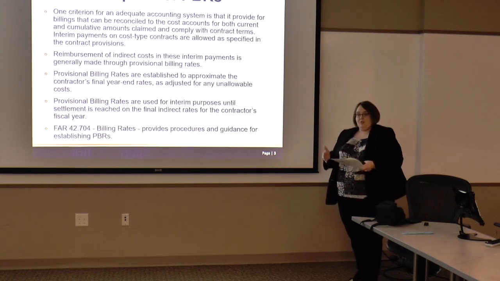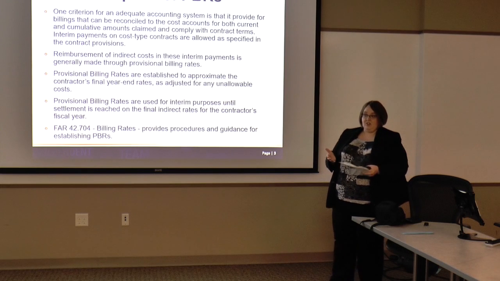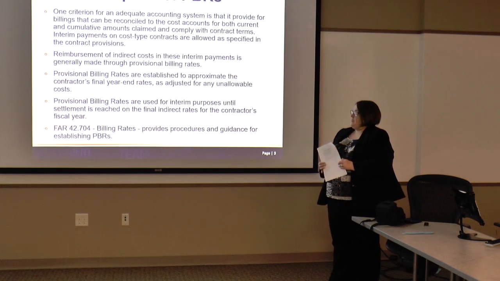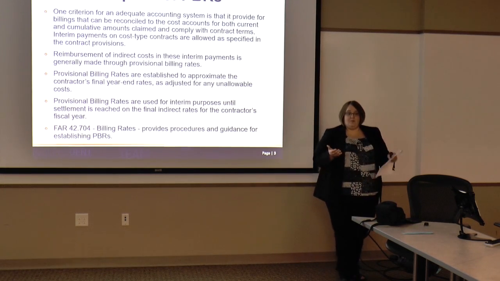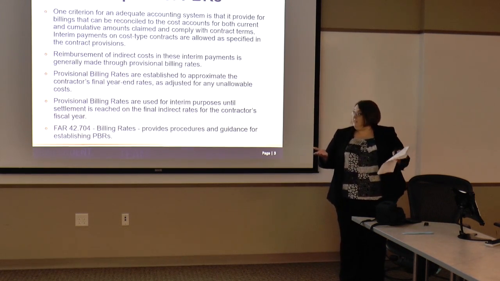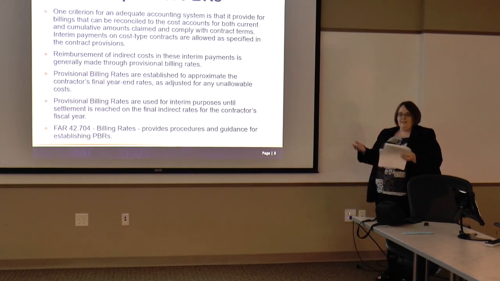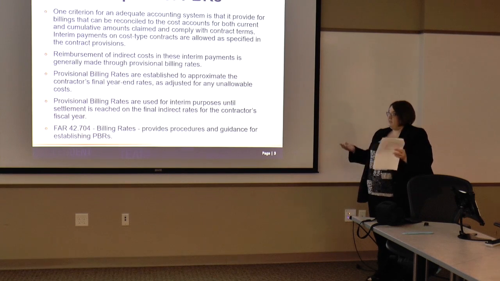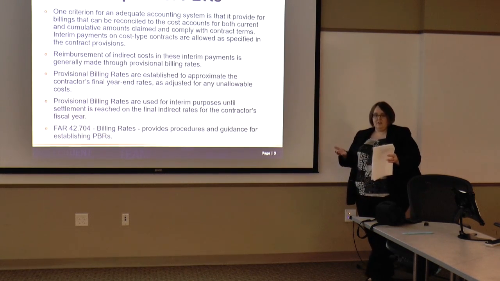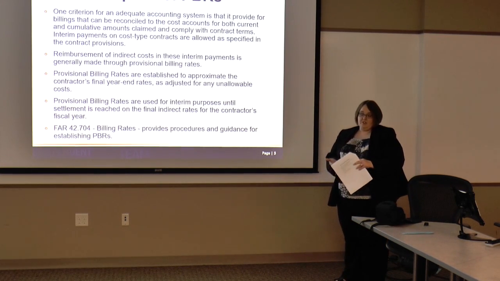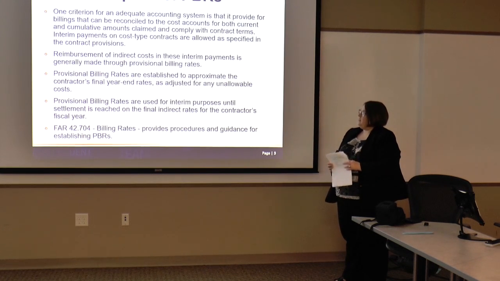You need to keep track of all costs associated with your contracts, both direct and indirect. Interim payments on cost type contracts are allowed as specified in the contract provisions. Normally the contract provisions will establish that you can bill no more than twice a month. Some people bill twice a month, some people bill less frequently, some every three to four months, and some once a month. It depends on what you negotiate with the procuring contracting officer or the ACO, and what is decided.